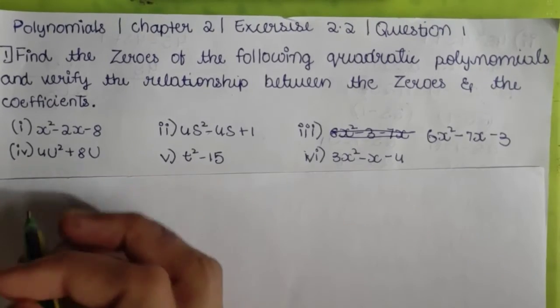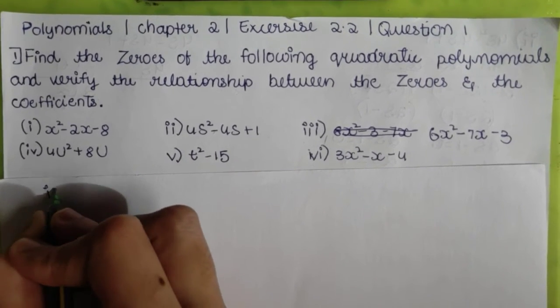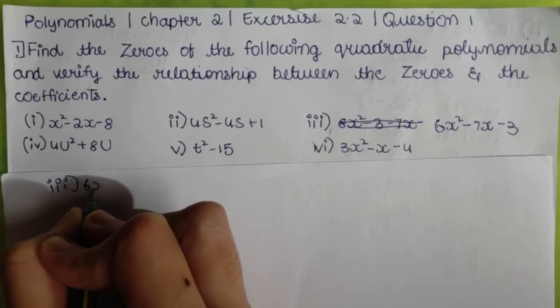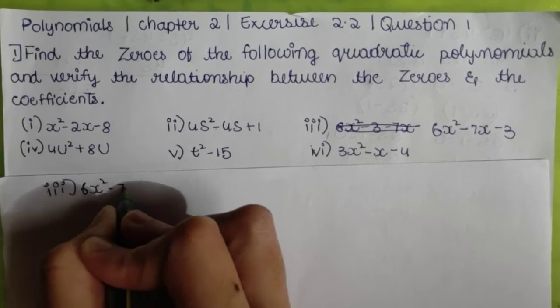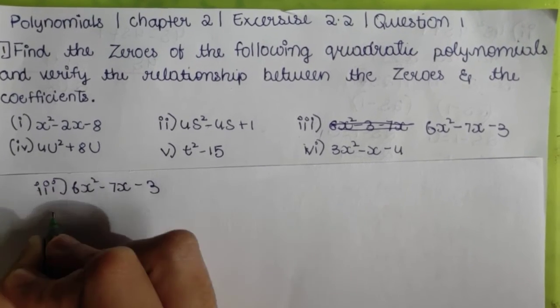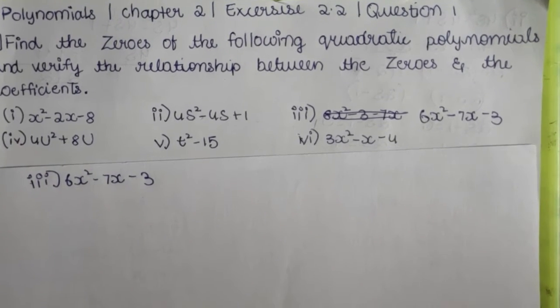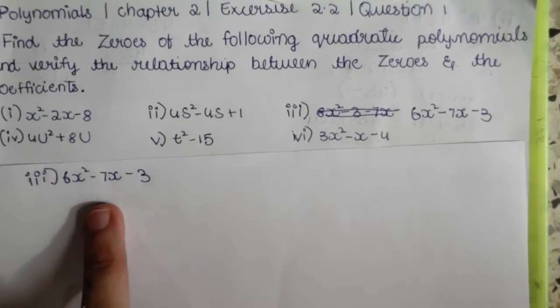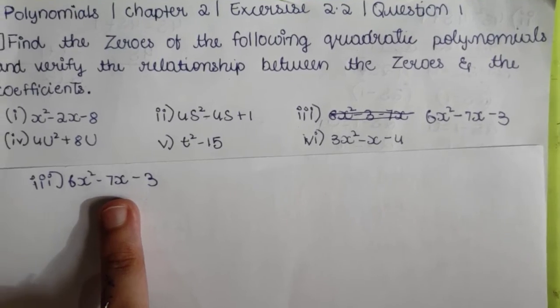So let's write down the question. The question is 6x square minus 7x minus 3. So this is my question. First, here we have to split the middle term. The middle term is 7x.